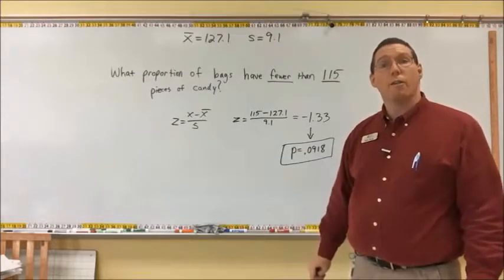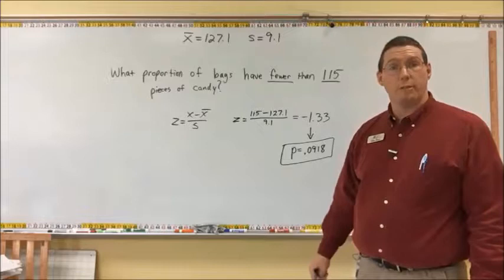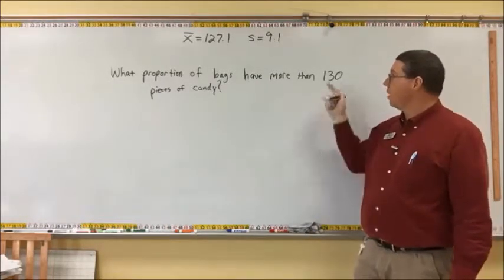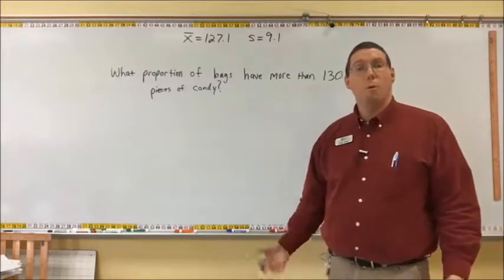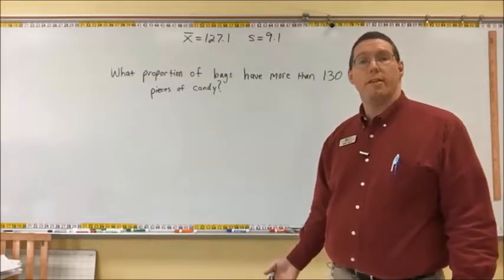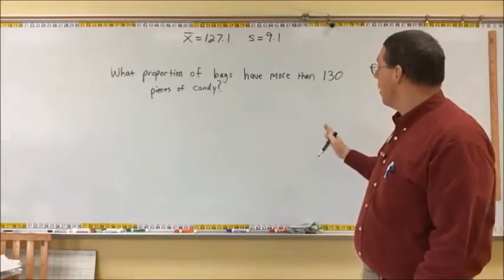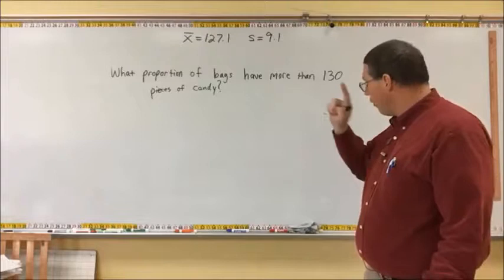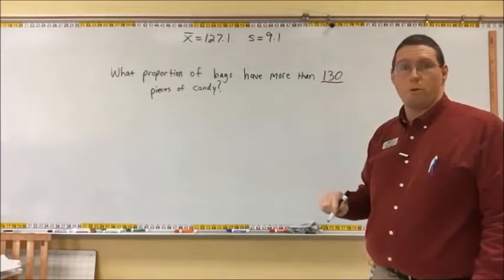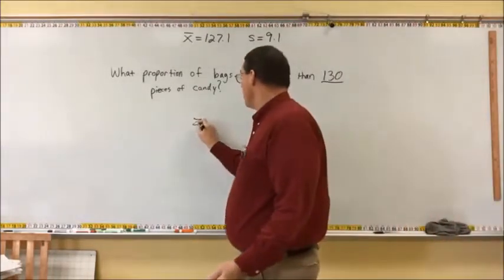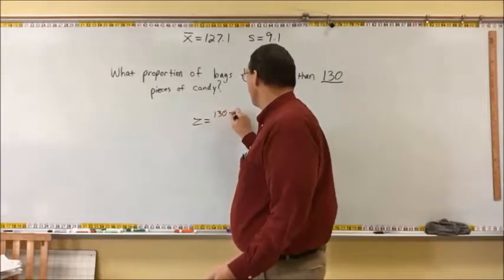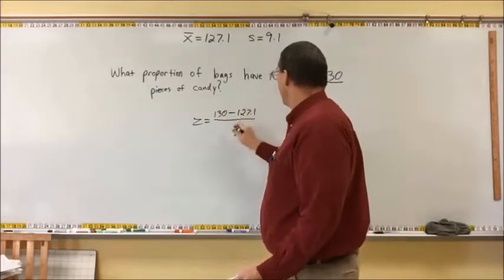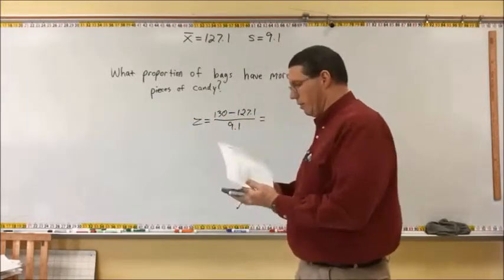Now let's try another question, maybe a more than question. This question says, what proportion of bags have more than 130 pieces of candy in it? We're going to answer this the exact same way we did the less than question, only this time we have to change up the p-value because this is a more than question. But first we need a z-score that goes with 130. So z is equal to 130 minus 127.1 divided by 9.1. We'll do that in the calculator.